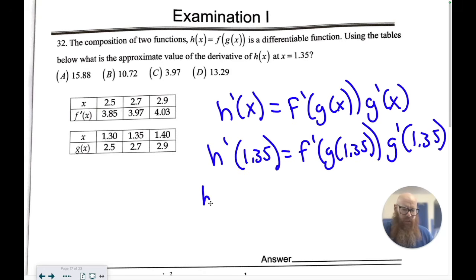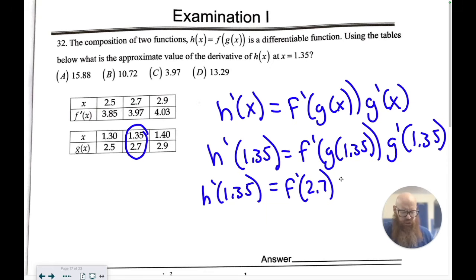And then g of 1.35 is just 2.7. So now we're doing f prime of 2.7, and then g prime of 1.35. They don't give us that. Oh, but they do give us, my bad. They do give us f prime. I was looking at that wrong. They give us f prime of 2.7.